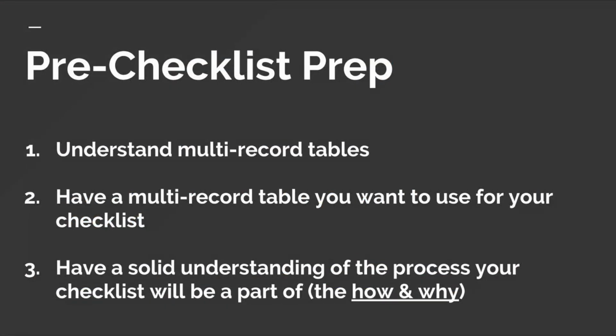So before you dive into creating a checklist off of a multi-record table, you should understand what multi-record tables are. And we have a video which I can send out later, but really, I like to think of multi-record tables like an accordion file. It's a place to store records for things you do over and over again, like a bunch of background checks or a bunch of people in the home. Those are all called multi-record tables because there's multiple records for them.